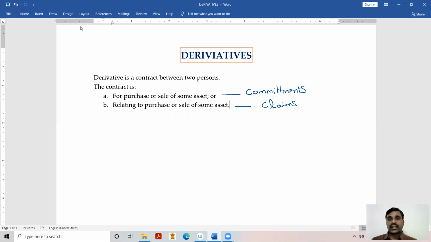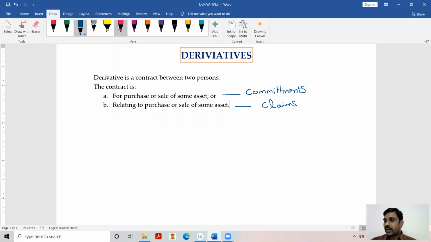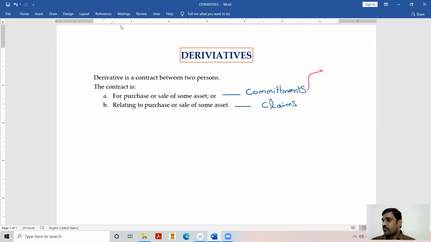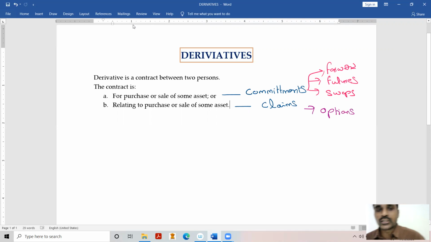Commitments and claims. Commitments are broadly categorized into forward contracts, futures contracts, and swaps. These are the important commitments. And for claims, we have only one type, which is called options. So these are the two broad types of derivatives: one is commitments, another is claims. Commitment for purchase or sale of some asset; options relating to purchase or sale of some asset.